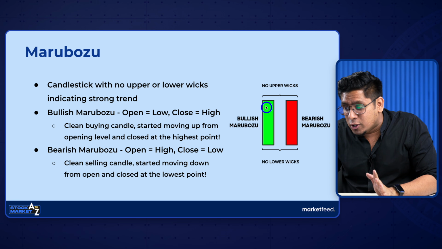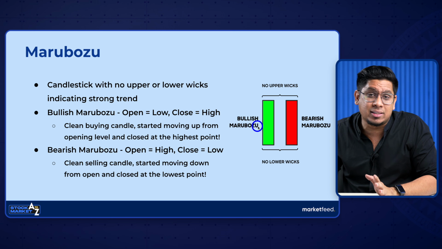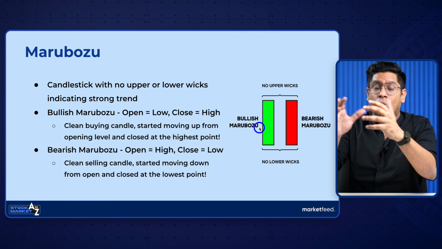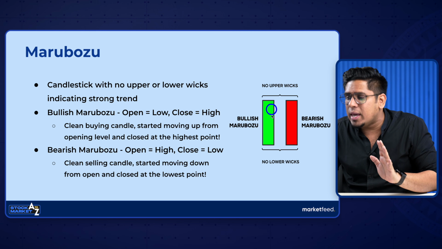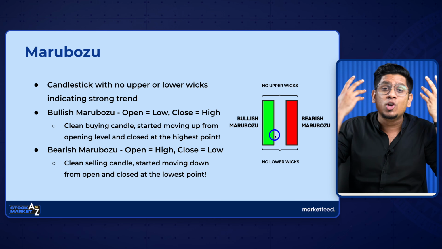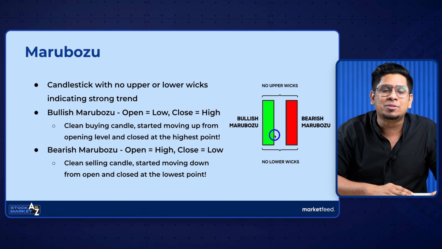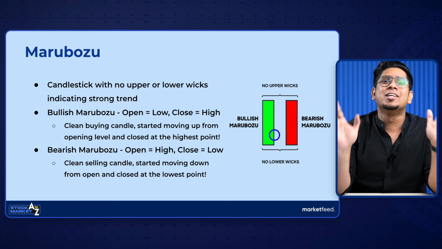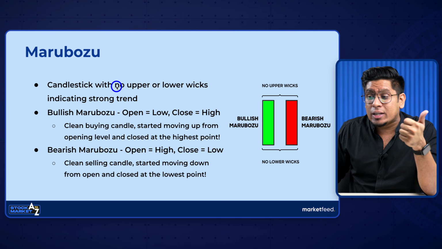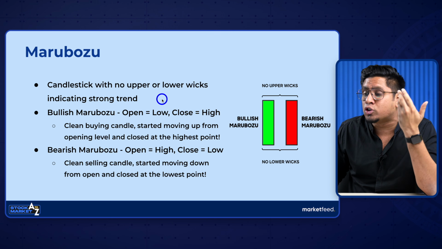Understand the fact that if you see such a candlestick forming on your chart when you are trading, there is strong buying happening in the market. You don't even need to know whether the name of the candle is Marubozu or something else. You get my vibe? That is how we should learn, is what I believe. Cool. Anyway, candlestick with no upper or lower wicks indicating strong trend.